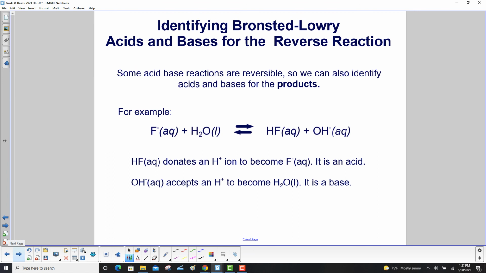Some acid-base reactions are reversible, so we can also identify acids and bases for the products. For example, we have fluoride plus water yields hydrogen fluoride plus hydroxide. Hydrogen fluoride donates an H plus ion to become fluoride. Therefore, it is an acid. Going this way here. Hydroxide ion accepts a proton or a hydrogen ion to become water. Therefore, it is a base. So we have base, acid.